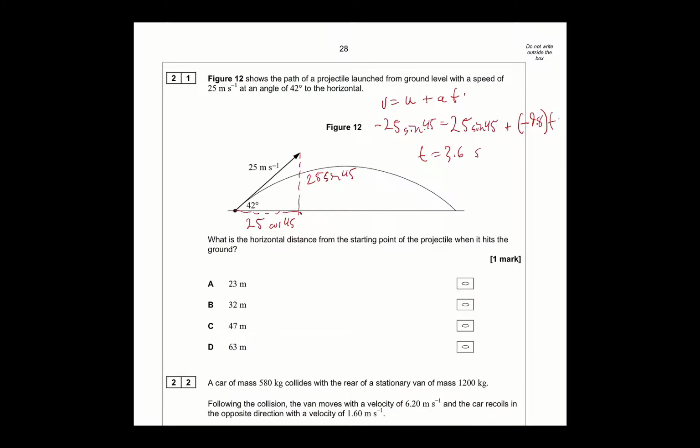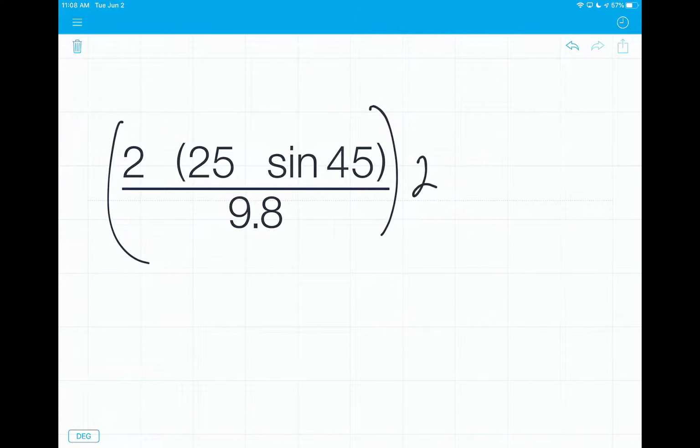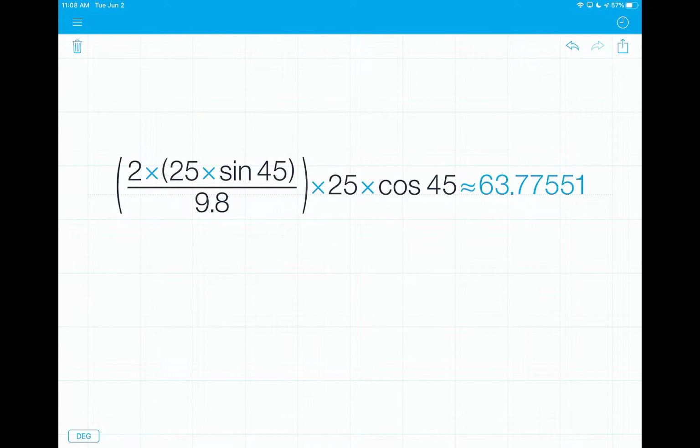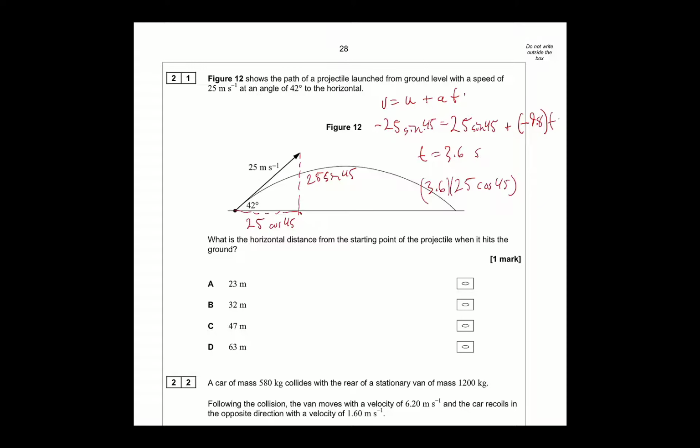And our distance is going to be 3.6 times 25 cos 45. Okay. 63 meters. 45 degrees is the angle at which you will get the largest horizontal distance out of a projectile.